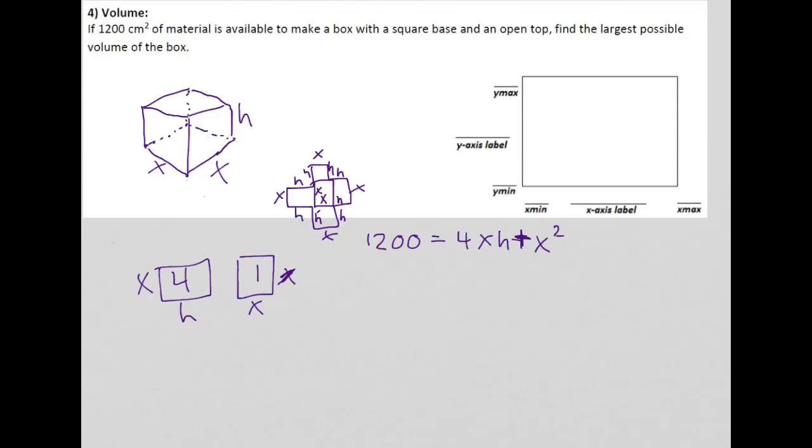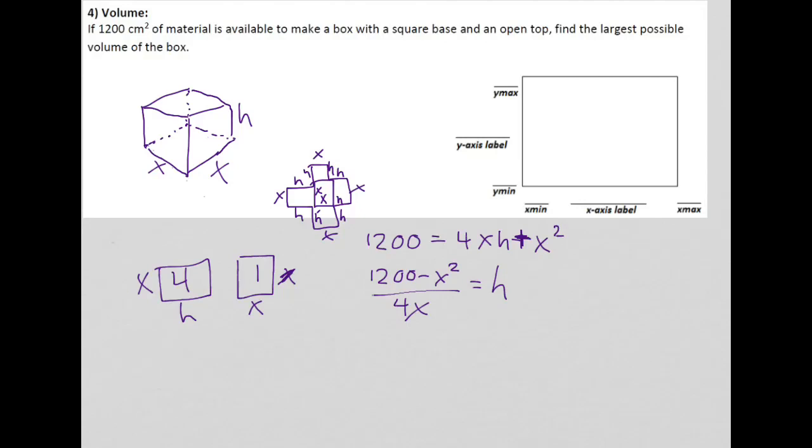So again, let's go ahead and simplify this a little bit so we can substitute. And we're going to solve this for x. So we're going to get 1,200 minus x squared over 4x. And I said solve it for x, I meant to say solve it for h. We're solving that for h. We get h equals 1,200 minus x squared over 4x.